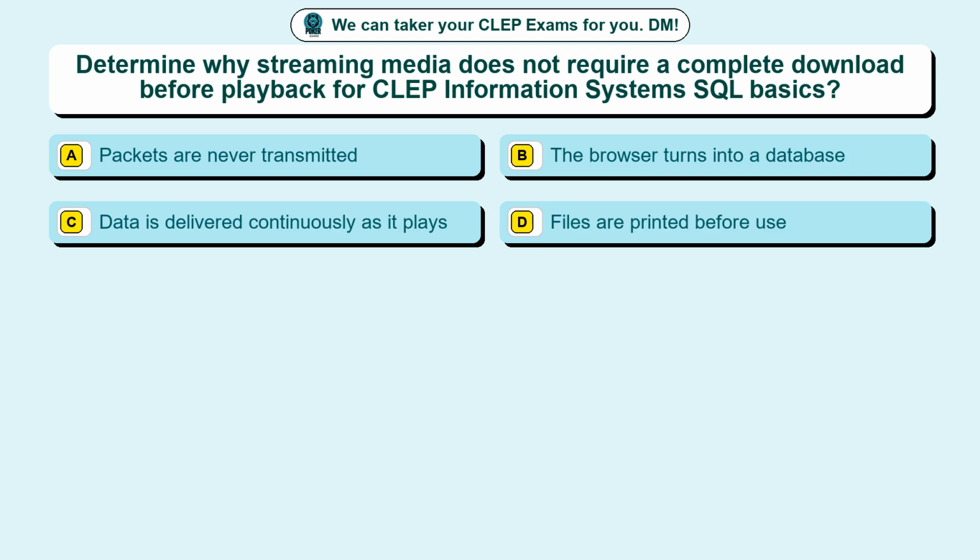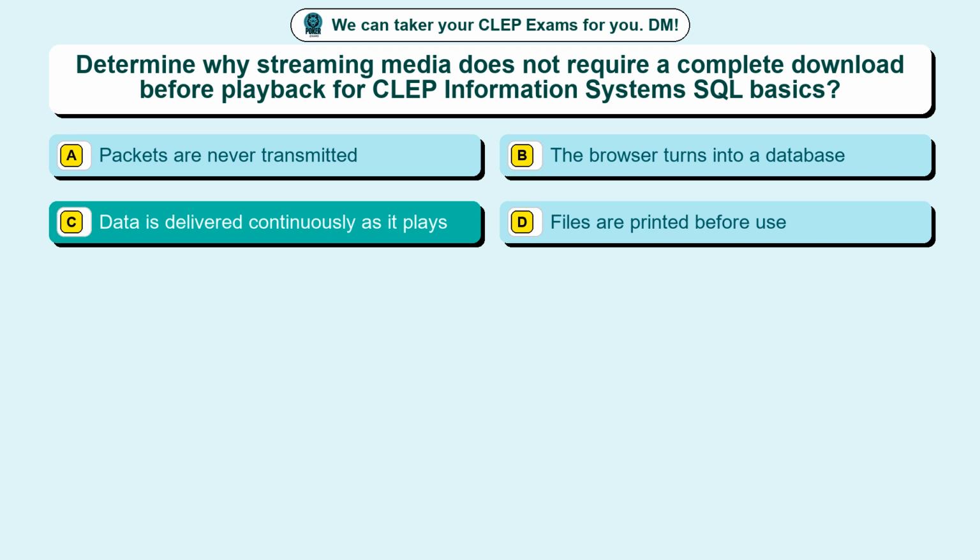Question 28. Determine why streaming media does not require a complete download before playback for CLEP Information Systems SQL Basics. Option A, packets are never transmitted. Option B, the browser turns into a database. Option C, data is delivered continuously as it plays. Option D, files are printed before use. The correct answer is option C, data is delivered continuously as it plays.